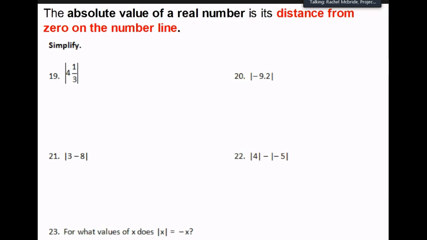So we already kind of looked at some of these examples before, right? Absolute value is the distance from 0 on the number line. It is always positive. So 4 1/3 is 4 1/3 units from 0 on the number line. Negative 9.2 is 9.2 units from 0 on the number line. 2 units to the left.